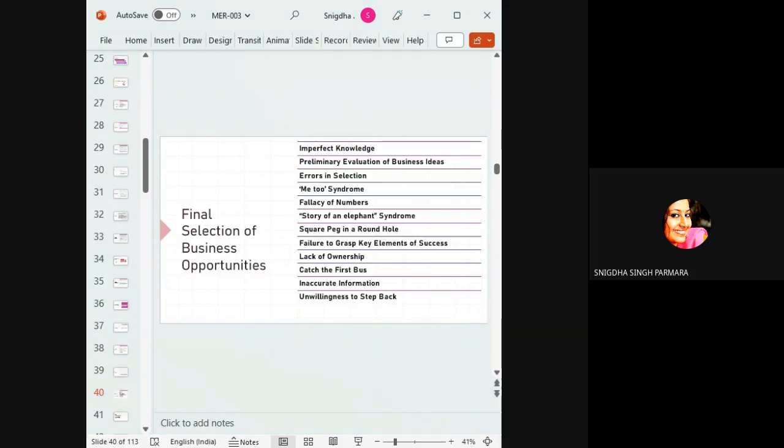It is important that you do a preliminary evaluation of business ideas. There should be a comprehensive comparison of the opportunities that lie underneath. For each opportunity, the entrepreneur should ask and answer a series of questions so as to evaluate the business idea properly. There may be certain errors in selection.